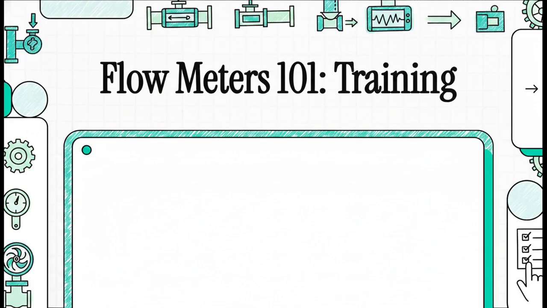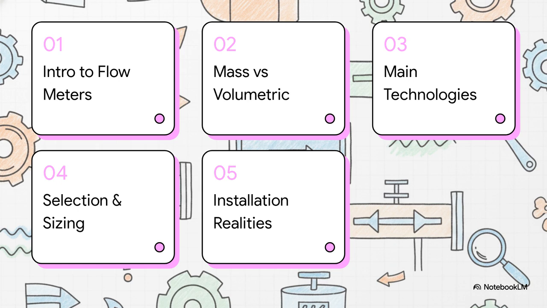Let's dive in. All right, here's a quick look at the roadmap for our explainer today. We've got 1. Introduction to flow meters. 2. Mass versus volumetric flow. 3. Exploring the main technologies. 4. Selection and sizing criteria. And finally, 5. Installation and field realities.